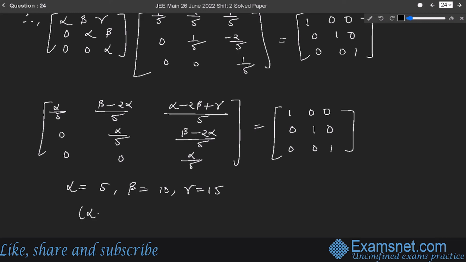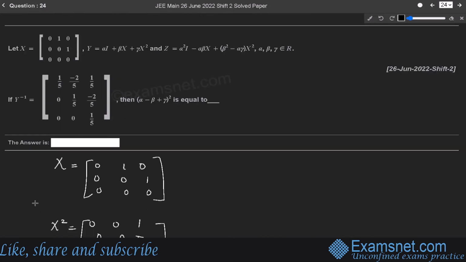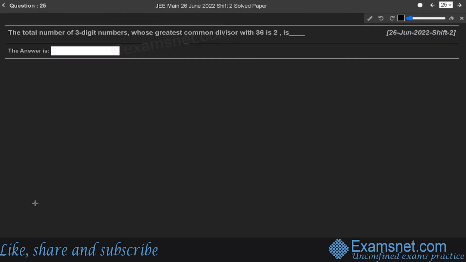Now we have to calculate (alpha minus beta plus gamma) whole square. So it will be (5 minus 10 plus 15) whole square. So it will be equal to 100. Therefore, we can say that the correct answer for this question is 100. I hope this question is clear to you. Moving on to next question.